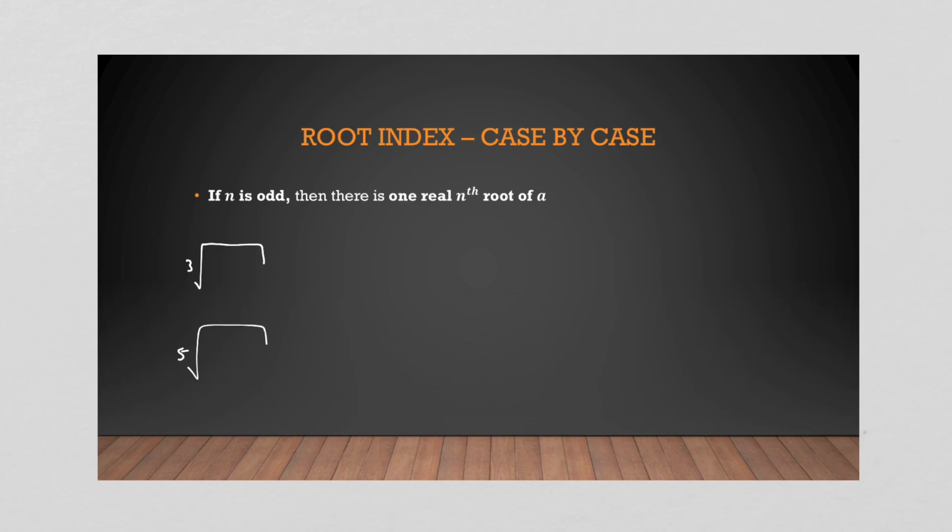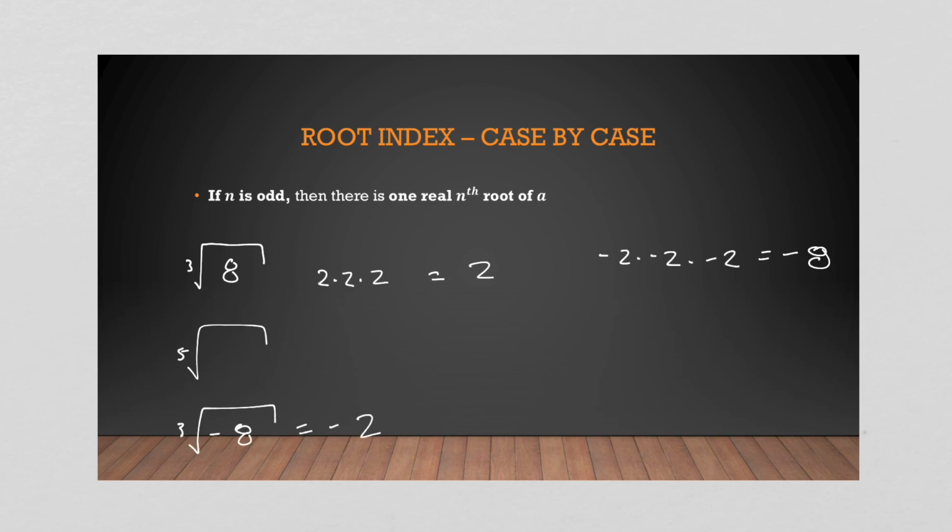So in this case, if I put an 8 here, well, that's just going to be 2 times 2 times 2. So the answer is 2. It's not possible for that to be plus or minus 2 because negative 2 times negative 2 times negative 2 is actually negative 8. So if you were to have the cube root of negative 8, well, it's just going to be negative 2. So you don't get the plus or minus solutions when this is odd. You just get one, either the positive value or the negative value.